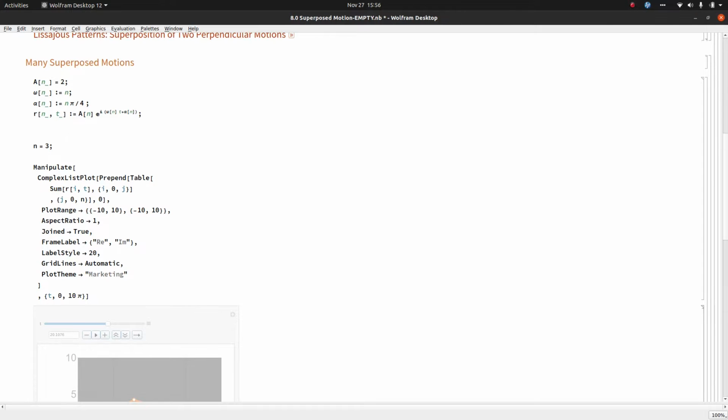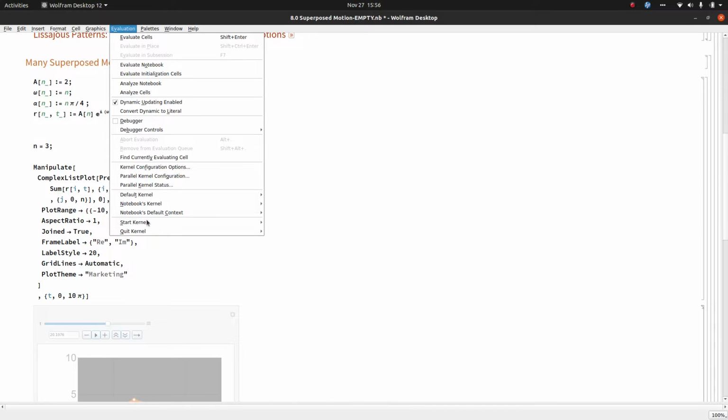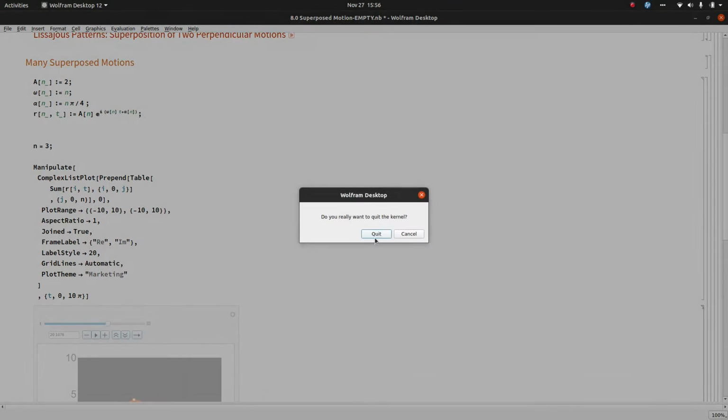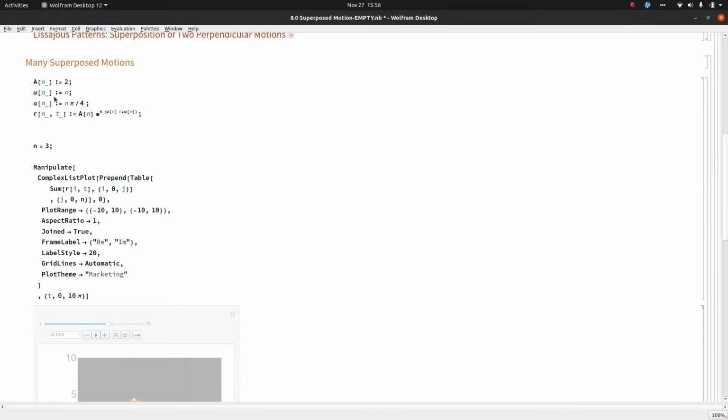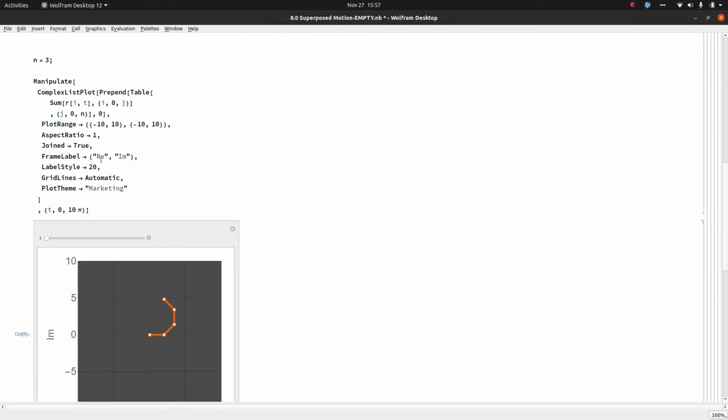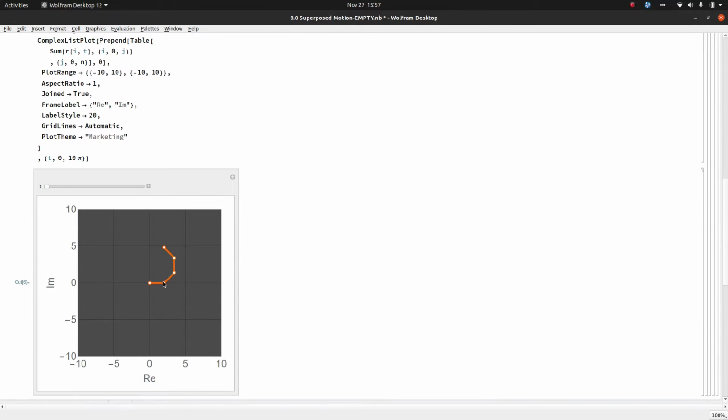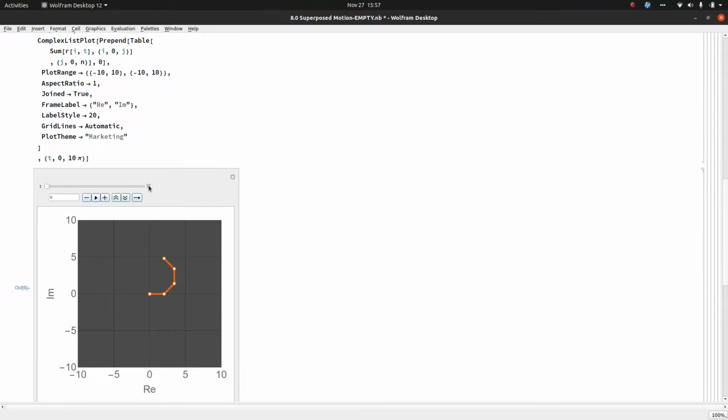And ooh, I'm sorry, I messed this up. This should have been a delayed equals, a colon equals here. Let me reevaluate this. So now each of these harmonic motion vectors that I've added will have a different frequency, and that will make the motion kind of a mess.